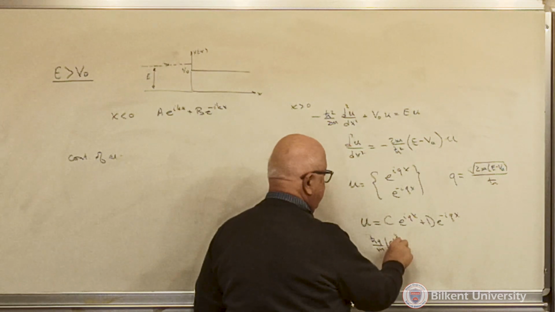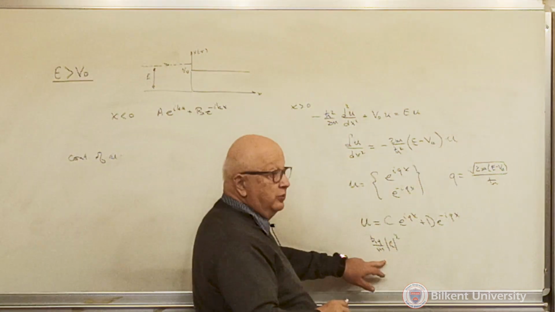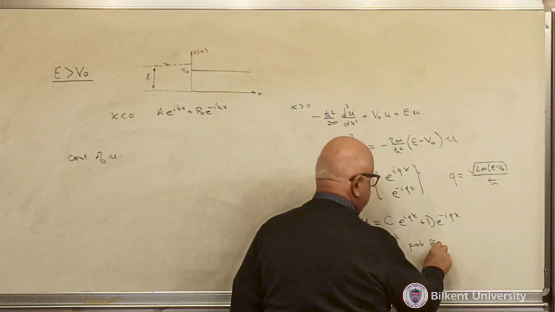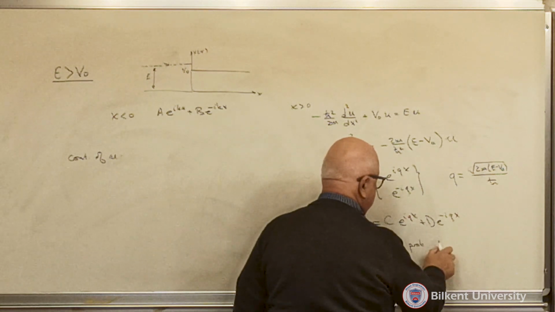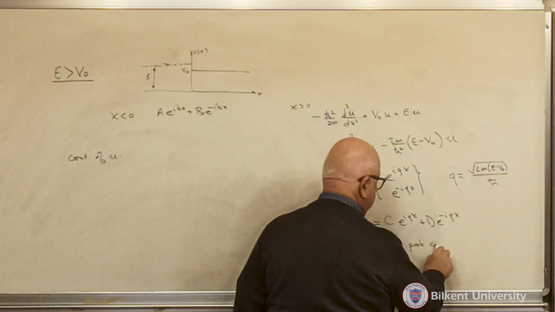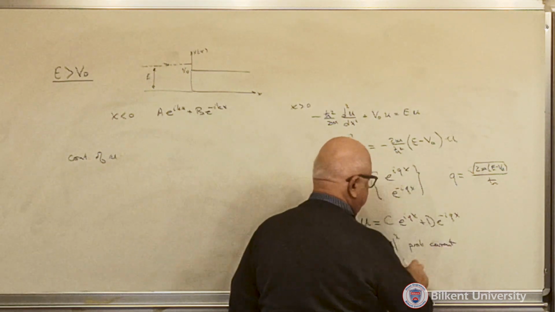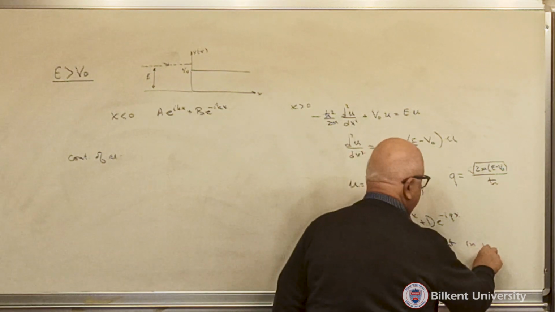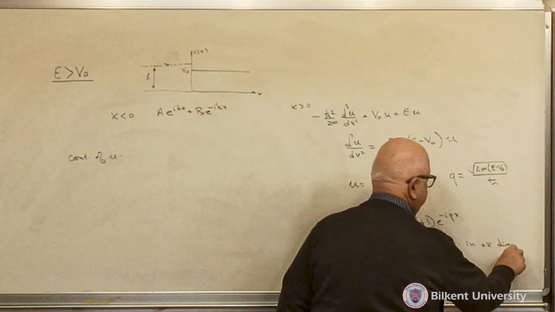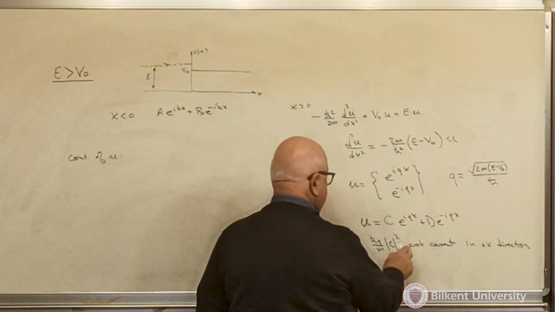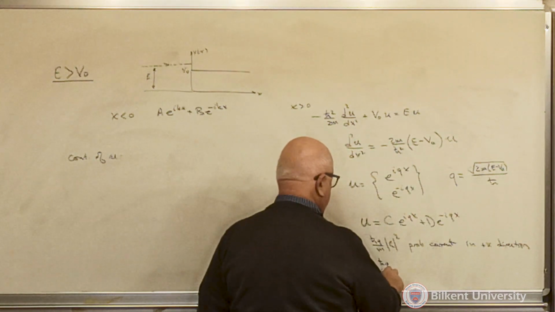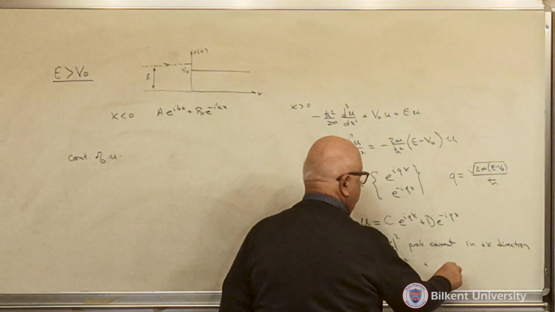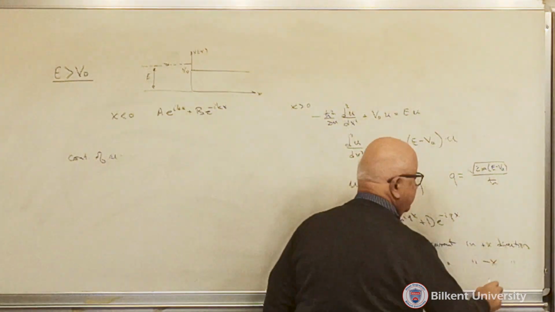times magnitude of C squared is what? Probability flux, well, probability current, sometimes called probability flux, I'm sometimes using that terminology, but probability current in the plus x direction. And similarly, h bar q over m, magnitude of D squared, is probability current in the minus x direction.